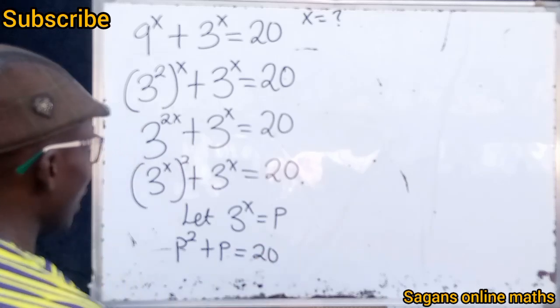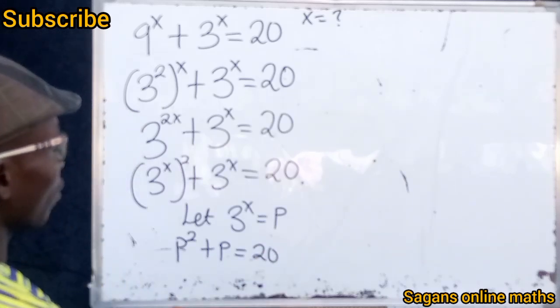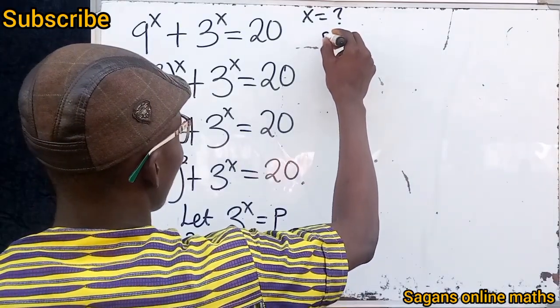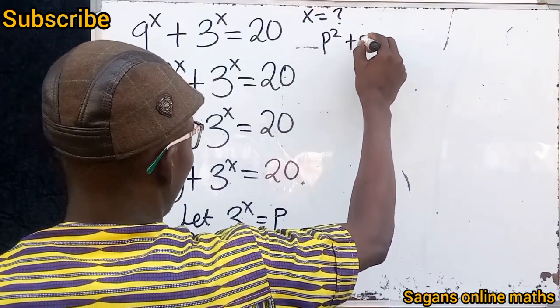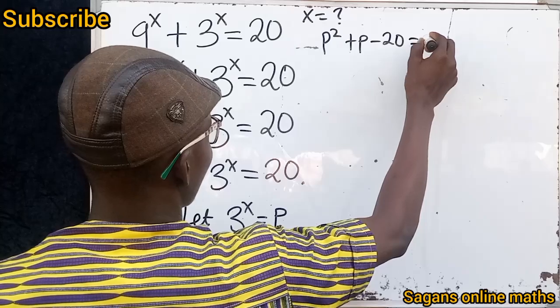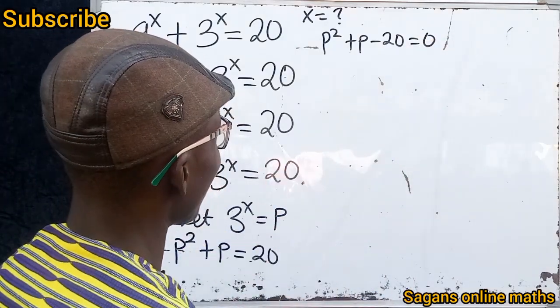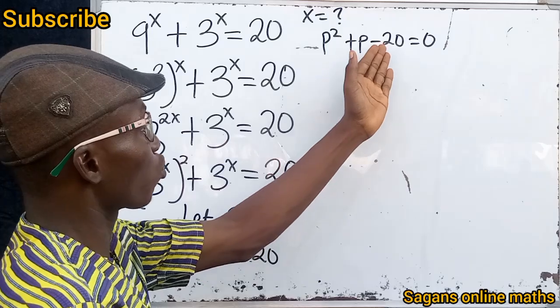Now let's subtract 20 from both sides so that we can have a proper form of quadratic equation. We're going to have p squared plus p minus 20 equals 0. This is a very well-known quadratic equation.